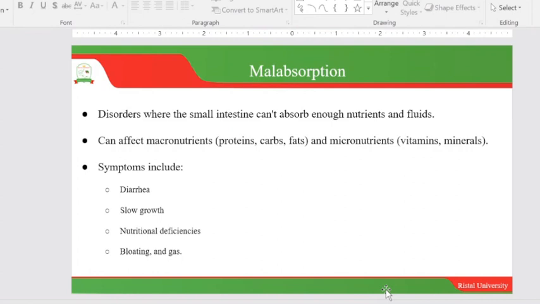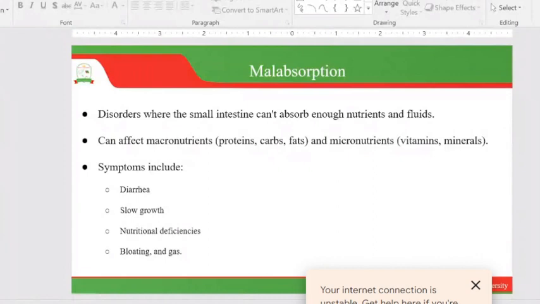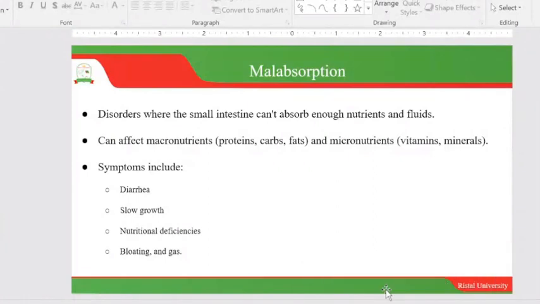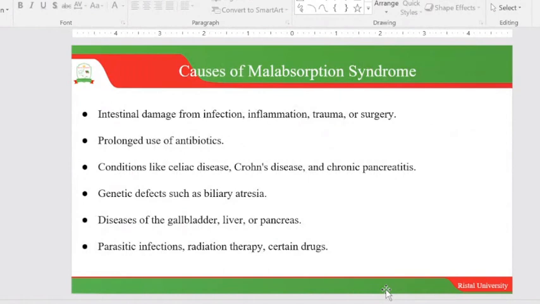So what are the symptoms? We are looking at diarrhea and slow growth. Diarrhea could double as a symptom, but also as a contributing factor to the malabsorption itself. We also look at nutrition deficiencies. Due to the impaired absorption, we are having nutrition deficiencies. You remember when we were looking at anemia and we saw that inadequate intake of iron could lead to iron deficiency anemia. Bloating and gas are also some of the symptoms that could help us suspect that there could be malabsorption happening.